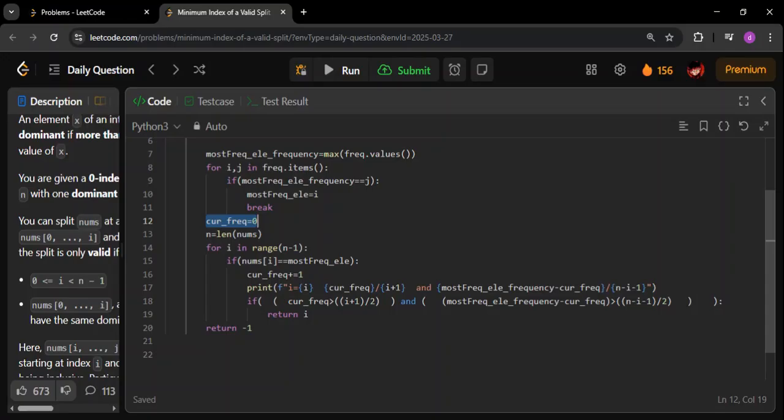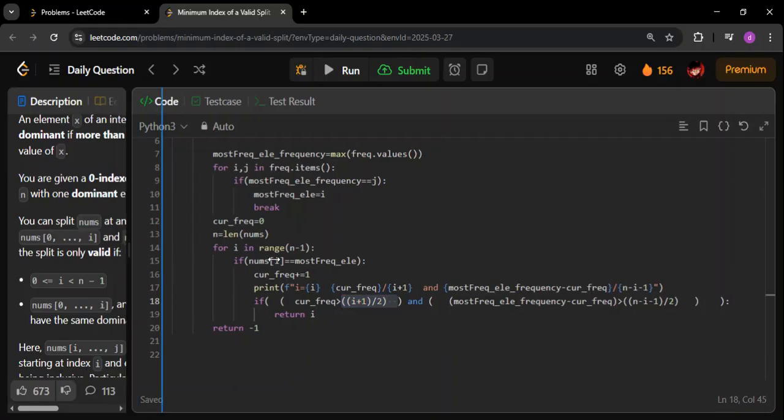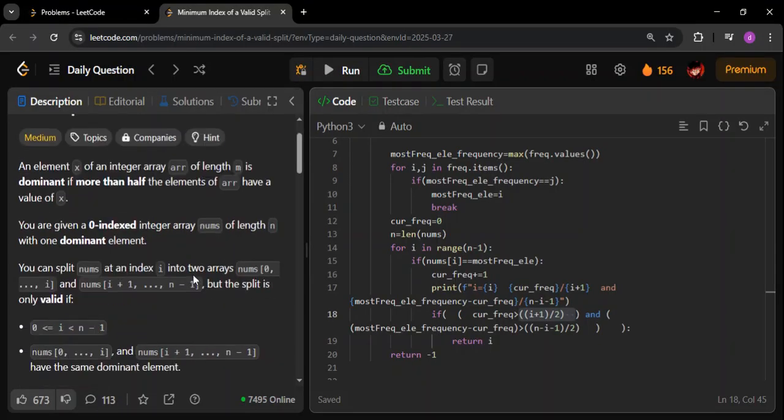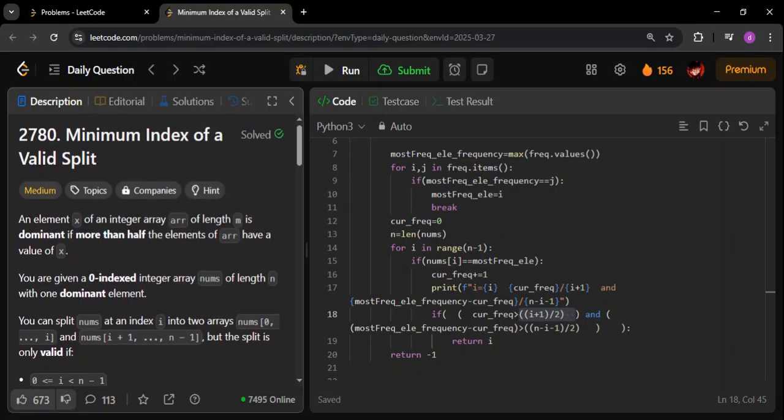This value will tell us whether the current frequency is greater than (i plus 1) divided by 2. The idea here is that it tells you how many elements there are in total, and the number of elements divided by 2. So our current frequency should be greater than this particular value. That is the definition of dominant: it should be more than half of the elements, simple as that. That is the basic definition.